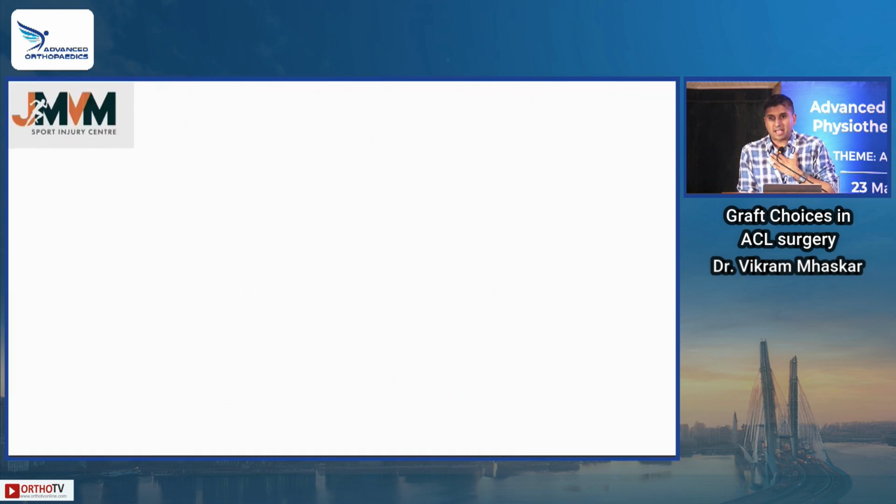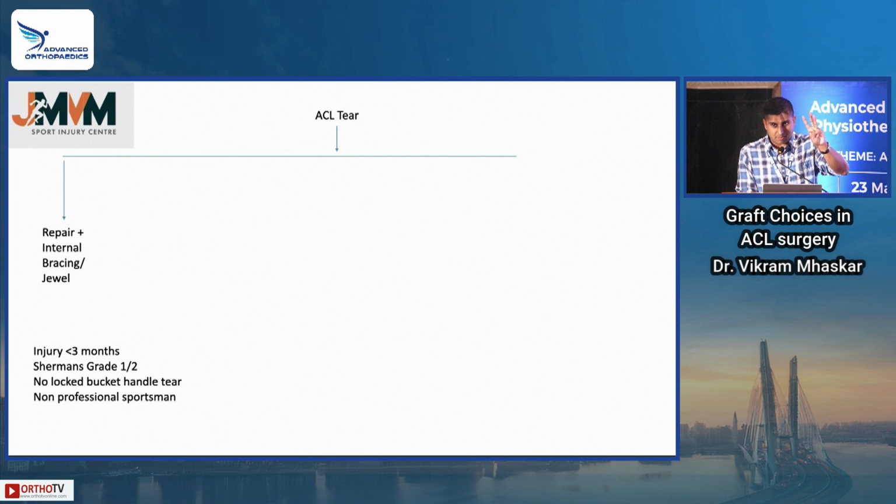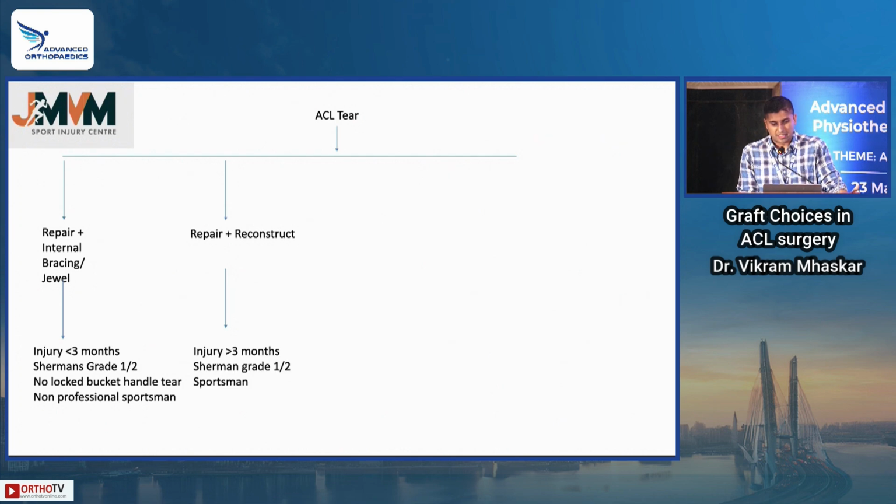So what is my approach to this? When I have an ACL tear, when do I repair and internally brace or do a Jewel or whatever? I do it when the injury is less than 3 months, when there's Sherman's grade 1 and 2, that means where is the ACL torn off from and how much stump is preserved, when there's no locked bucket handle tear, because locked bucket handle tear for me is rotatory instability, and a non-professional sports person. Repair plus reconstruct is injury greater than 3 months, Sherman grade 1 and 2, and a sportsman.